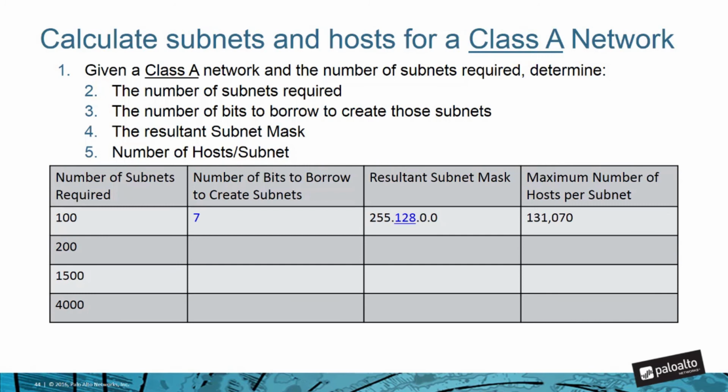And what that does then is that gives me a lot of bits left over. It gives me the 8th bit in the second octet, because we're borrowing 7, and then 16 more bits, or 16 more zeros, for a total of 17, and that gives me a total number of 131,070 hosts per subnet. So again, if you have a Class A network, you could divide it up into 100 subnets. Each of those 100 subnets would have 131,000 hosts in them. Because again, we have a lot of host bits that we can borrow. Okay, go ahead and take a moment and go through and fill out the rest of the table.